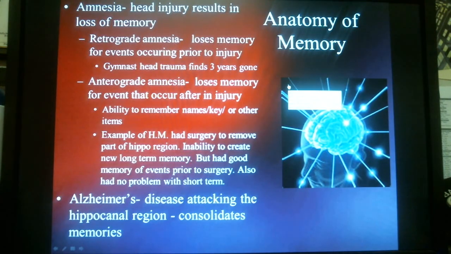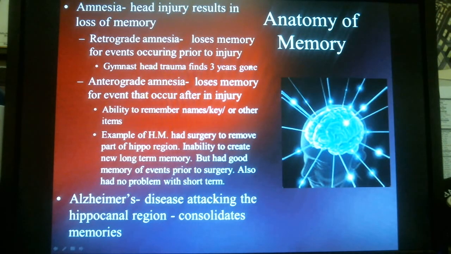Okay, the last way that we forget things is not that we didn't learn it, or we didn't want to learn it, or we can't retrieve it. It's because it was destroyed. And that is going to the anatomy of memory itself. The two ways that basically our memories can be wiped out is through amnesia and Alzheimer's. There are two types of amnesia: retrograde and anterograde amnesia.